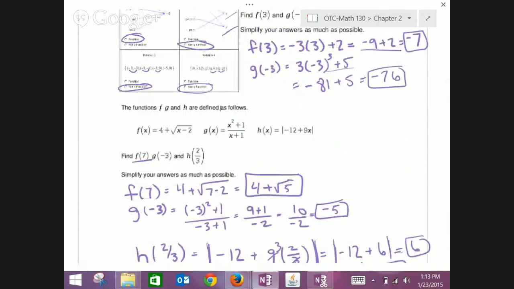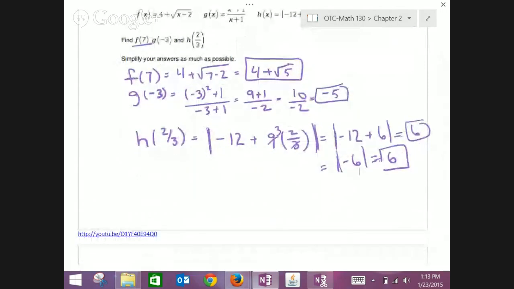Any questions on this kind of stuff? Do you feel like it's Math 110? You guys did a lot of this in Math 110. No, just kind of notation.